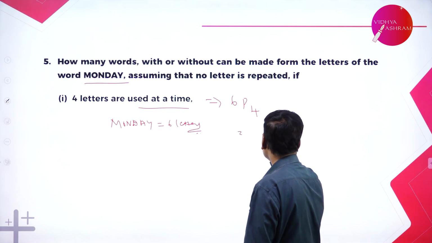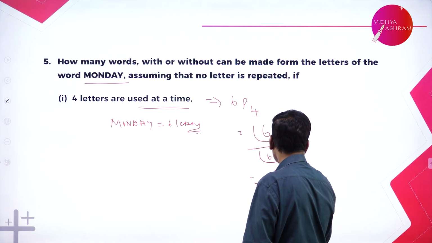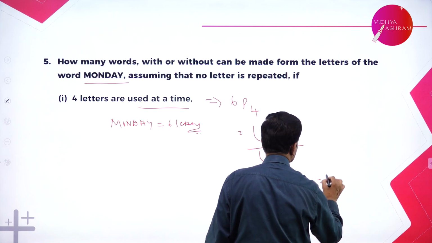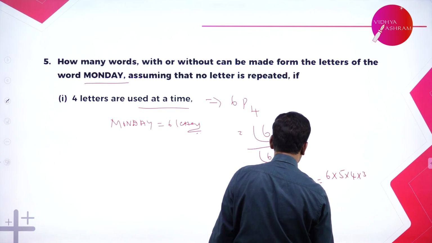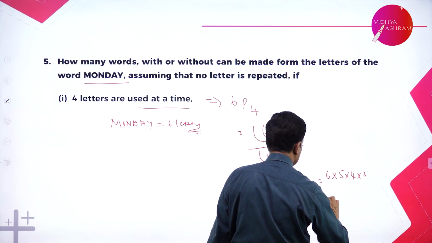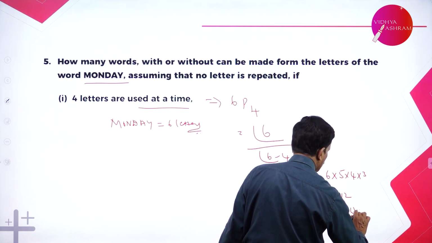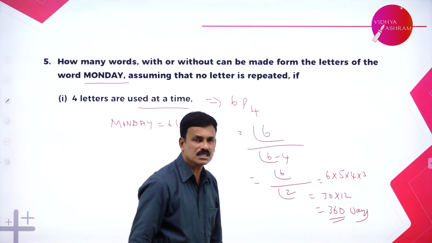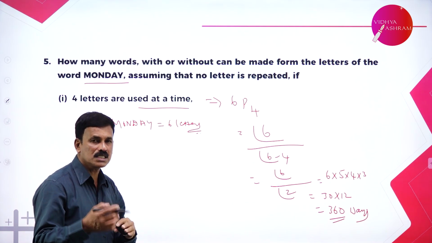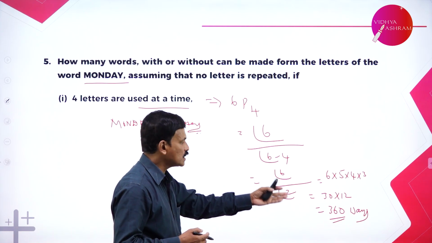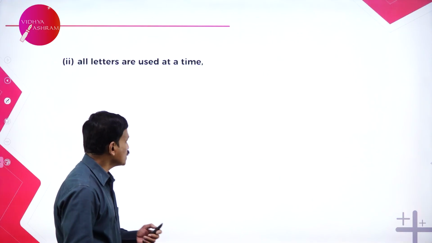What is 6p4? Factorial 6 divided by factorial 6 minus 4. So factorial 6 divided by factorial 2, that's equal to 6 into 5 into 4 into 3 divided by 2 factorial, which gets cancelled. 6 fives are 30, and 30 times 4 threes are 12, that is 360. So we can arrange in 360 ways. That's it. Very simple concept: 4 letters can be used out of these 6 in 6p4 ways, that's equal to 360 ways. The first answer. Next, what is the next condition?